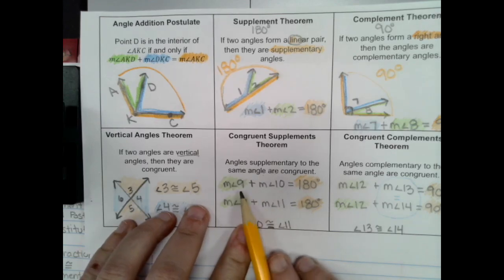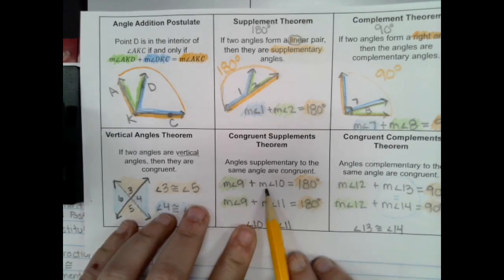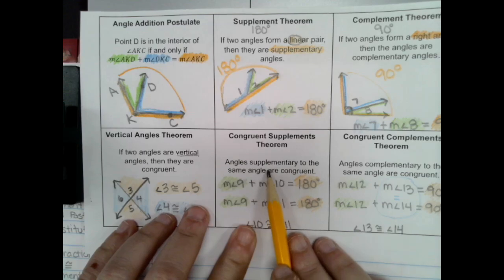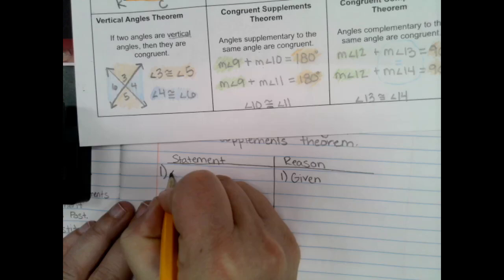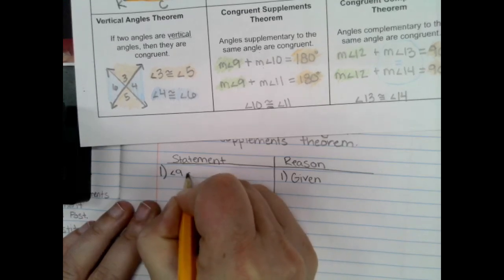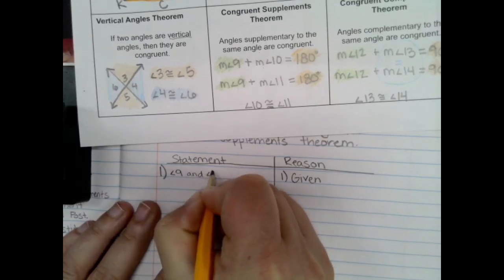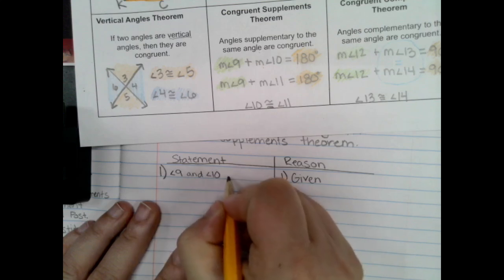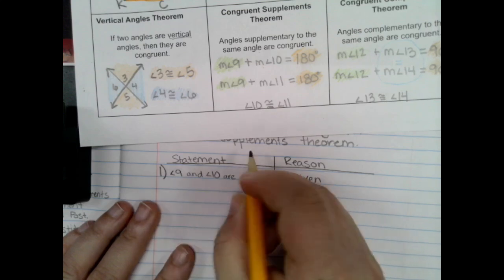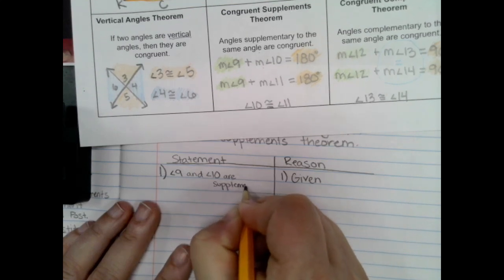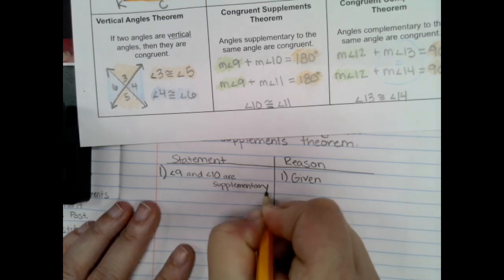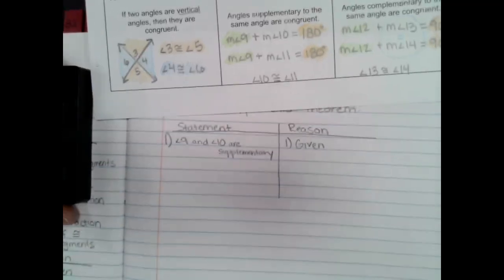So in this work, we started with angle 9 and angle 10 are supplementary. So that's what we're going to go with for step number 1. We know that angle 9 and angle 10 are supplementary. Hopefully you're writing smaller than I am, otherwise it is going to take up some space, but we only have one problem today.